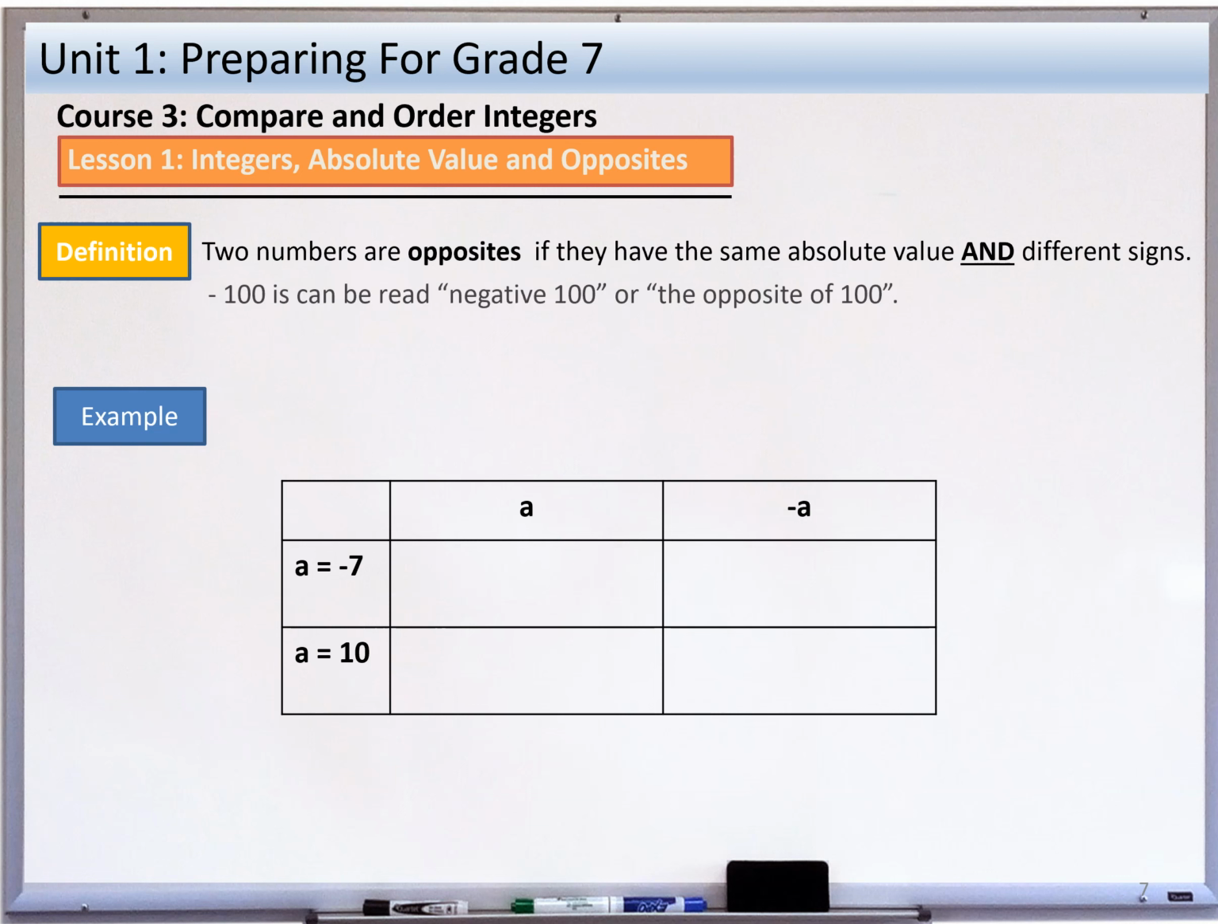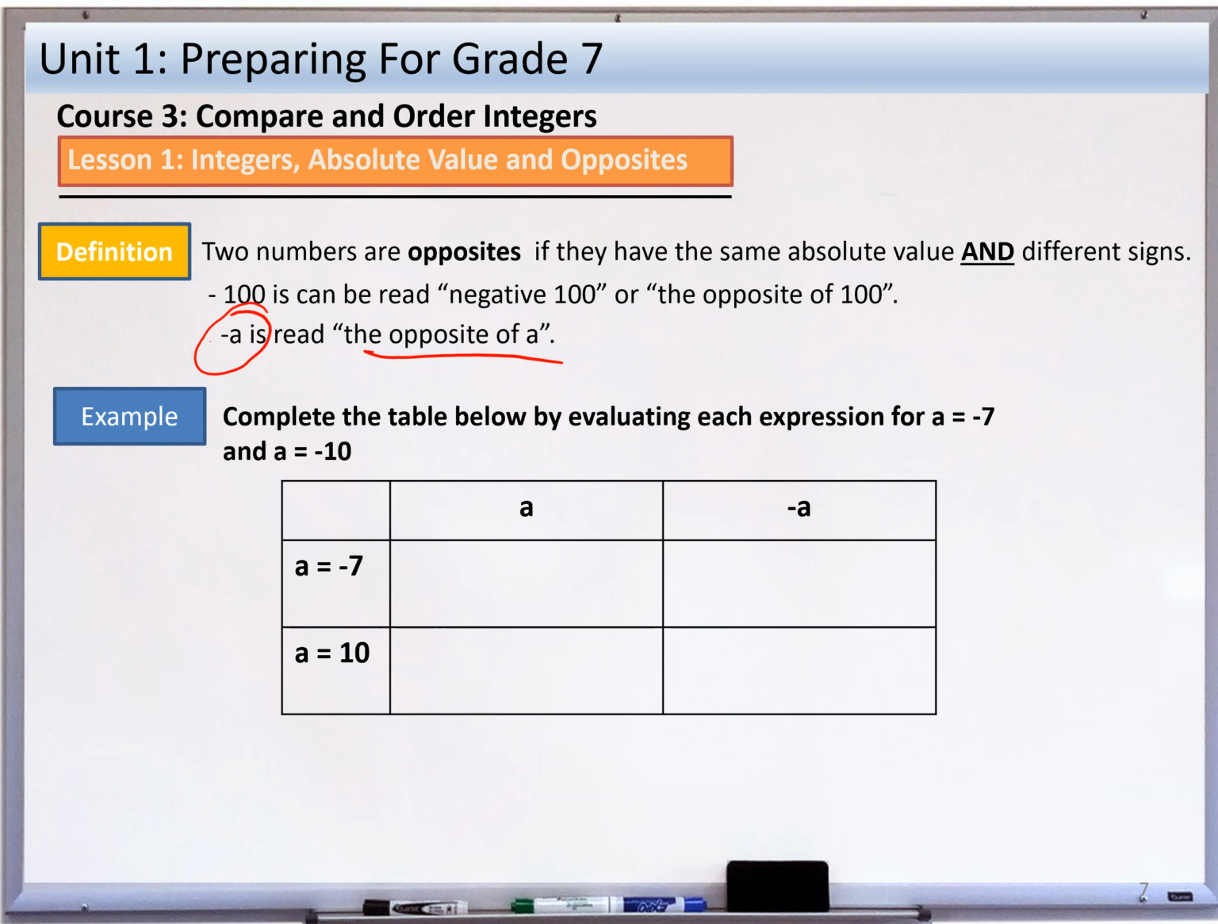So we talked about opposites already. Negative 100 can be read as negative 100 or the opposite of 100. But when you see a variable, we want to say the opposite of A. So we don't say negative A, we say opposite of A. So a quick example. Complete the table below by evaluating each expression for A equals negative 7 and A equals negative 10. So when A equals negative 7, what is A equal to? Negative 7. But what's the opposite of A?